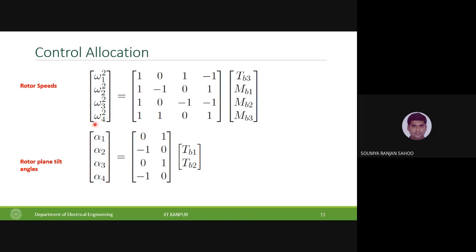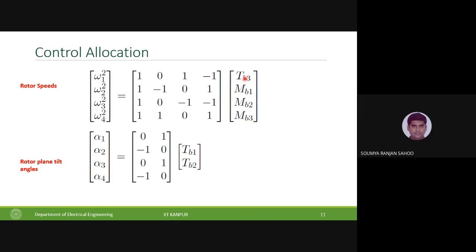So the components of TB and MB. For TB, I can divide them as TB1, TB2, and TB3. And for the torque MB, I have components MB1, MB2, and MB3. Now, TB1 and TB2 are essentially considered to be responsible for motion in the XY plane, and TB3 is for motion in the Z-axis, which is the vertical motion. And then you have this torque, which is to control the roll, pitch, and the heading angle.